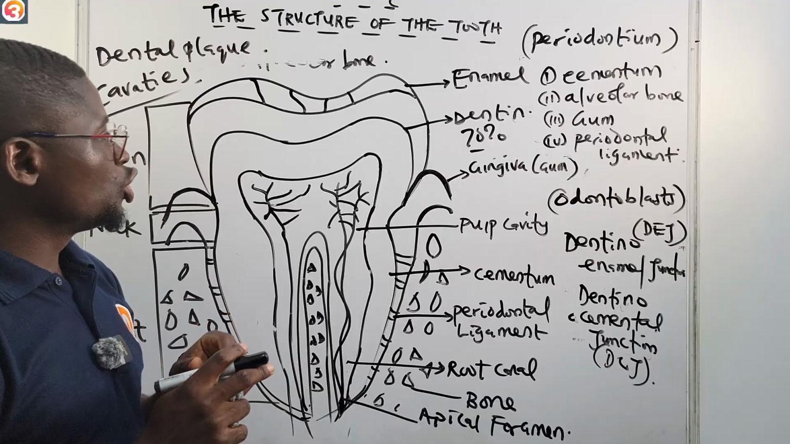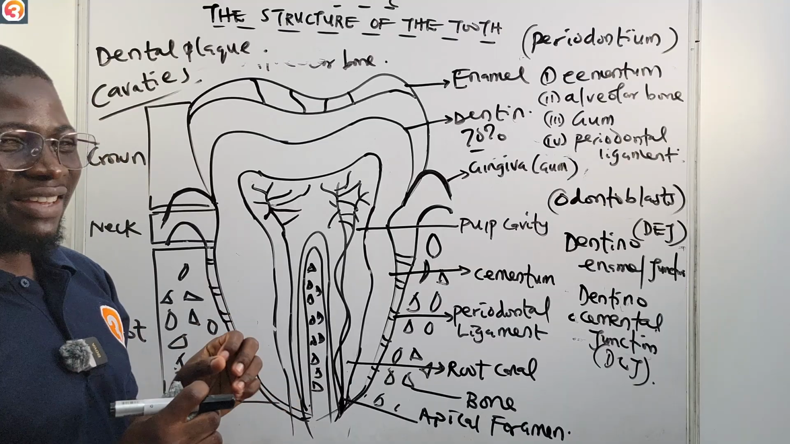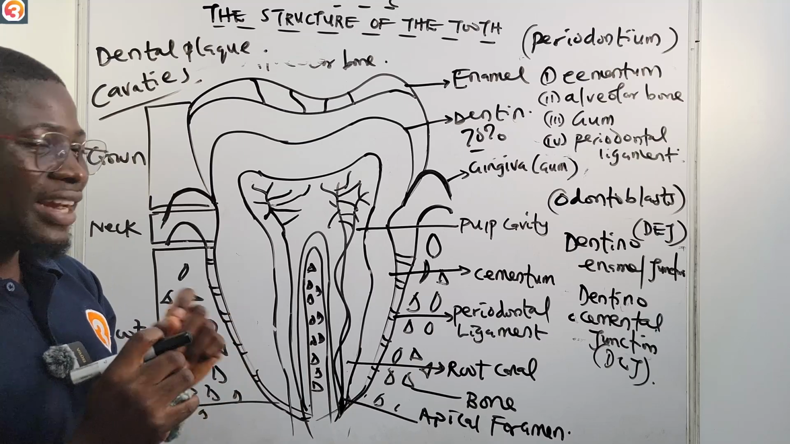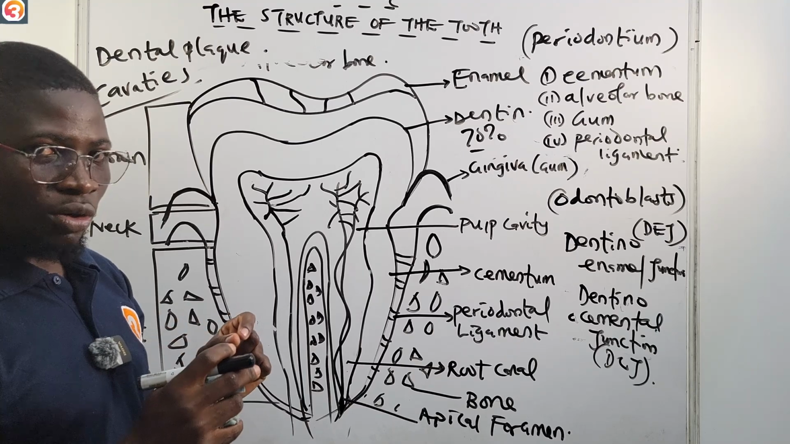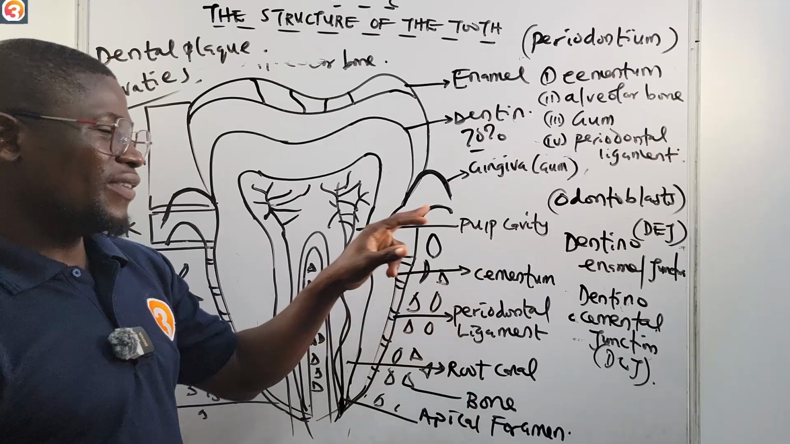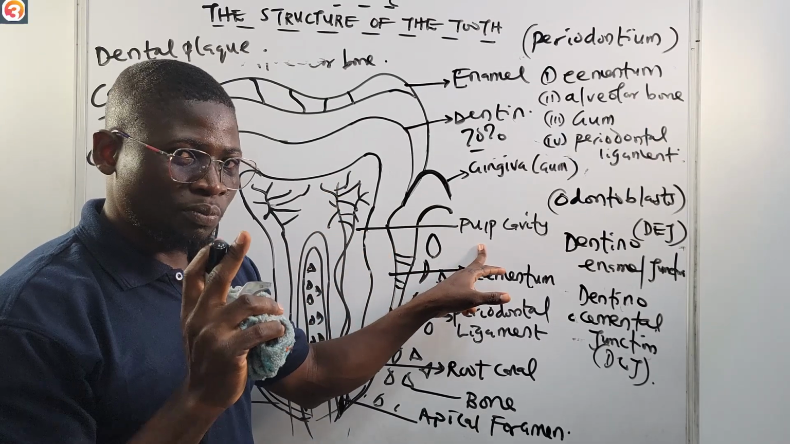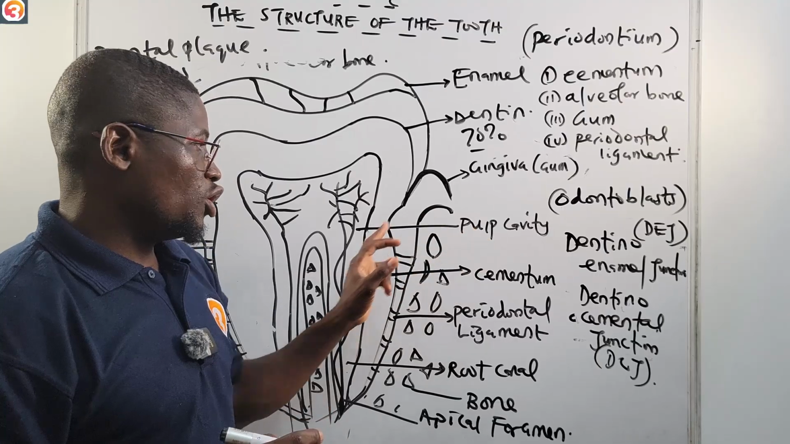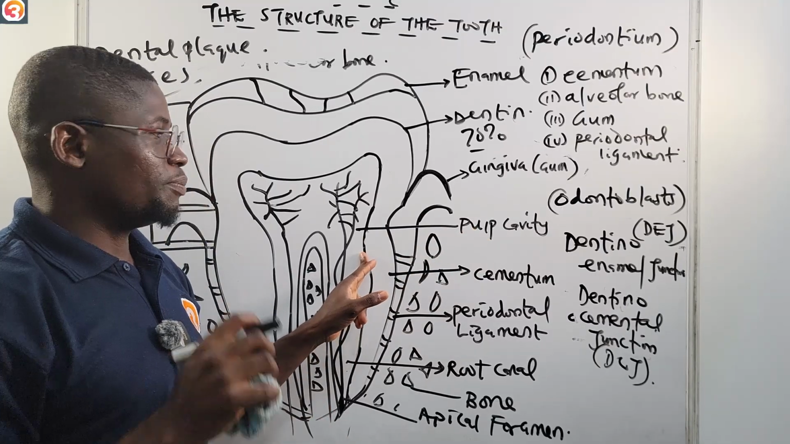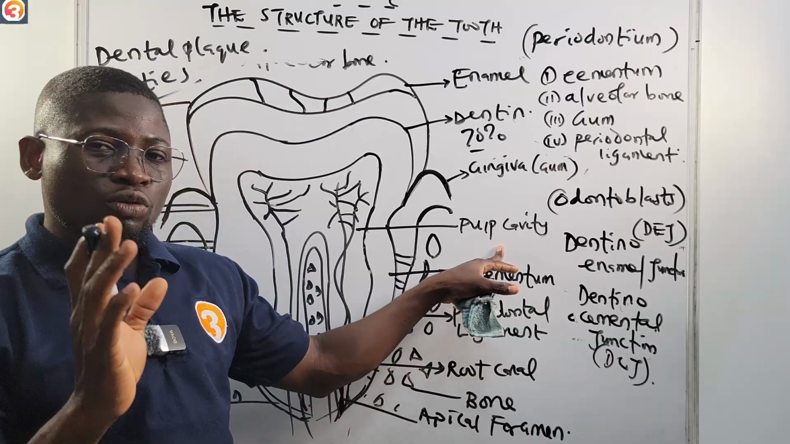So the last tissue we want to talk about now is the pulp. The pulp is a very, very soft tissue that is found in the pulp cavity of each tooth. So please take note of that.